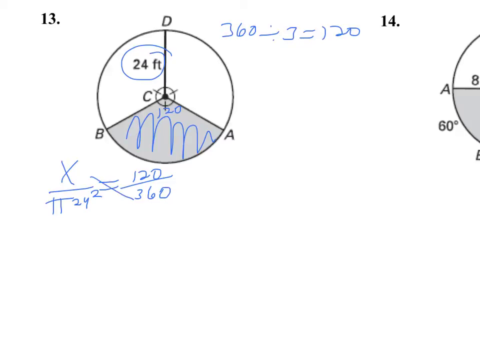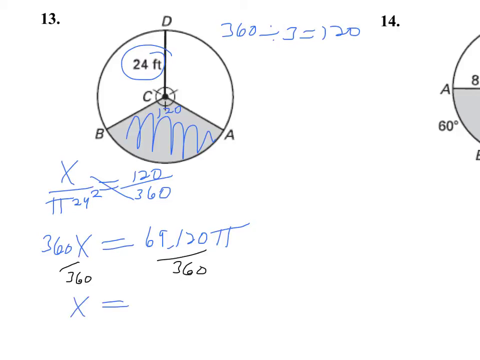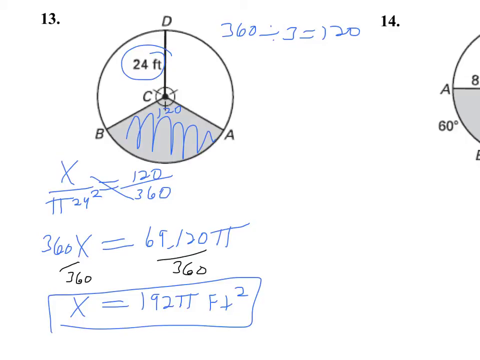All right, cross multiplying, I'll have 360x. And on the other side, I need to do 24 squared times 120. I get 69,120 times pi. And then we'll divide by 360. And that comes out to 192 pi. So the exact area of that shaded region is 192 pi square feet. If you actually multiply it by pi and round, we get 603.2 square feet.